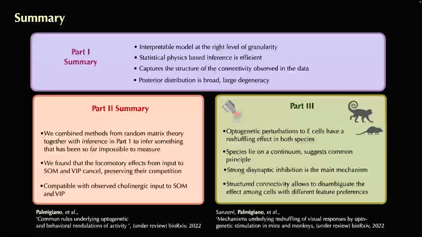And just to summarize this part, I told you that optogenetic perturbations have this kind of reshuffling property. There's a lot of disynaptic inhibition. I also told you that some of the statistics that we find make these animals lie on a continuum. And actually, we fitted the same model to mouse and monkeys that I didn't show here. And basically, this change in the strength of the connectivity is very important. And the last thing I told you is that a structured connectivity allows us to really disambiguate the effect of cells depending on their orientation preference. And basically, these cells, with the recurrent connectivity, are able to cancel the external input. They are able to cancel inputs that are not related to the visual stimulus.